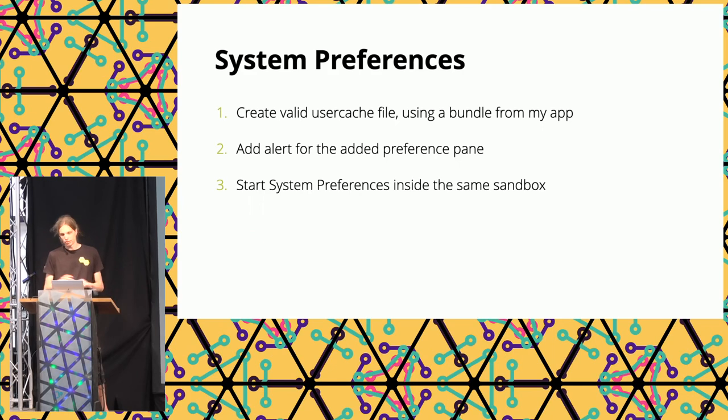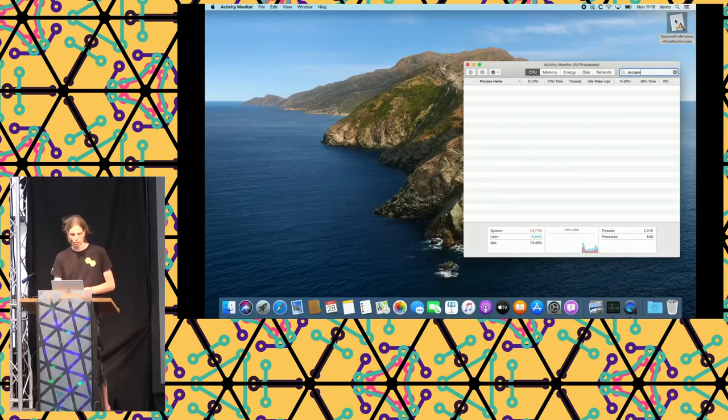So basically, the attack is as follows. I create a new cache file that says there's a new bundle as a new plugin. I add an alert for it. And then I start System Preferences within the same sandbox, which means that it loads that plugin into something else, into an unsandboxed application. And therefore, my code is running unsandboxed. You also have a video of that.